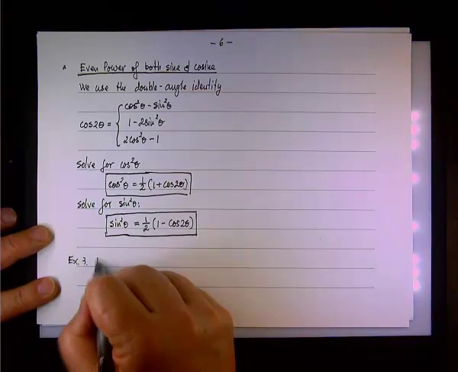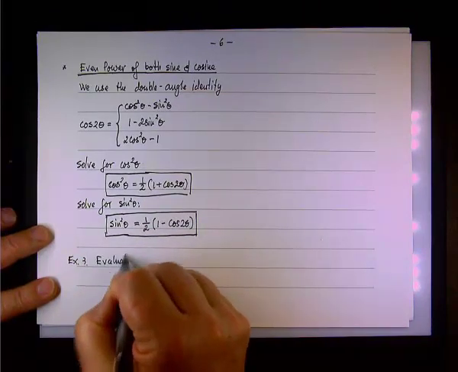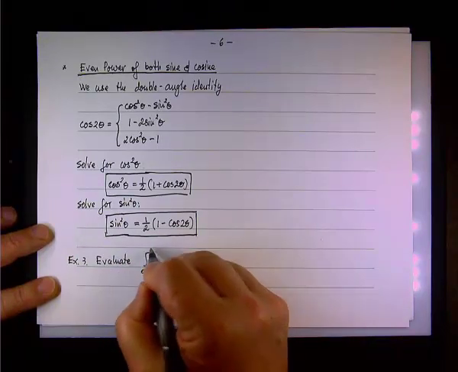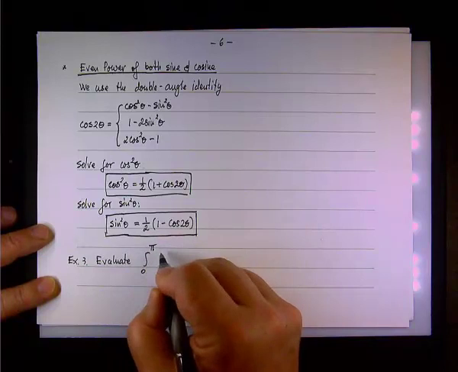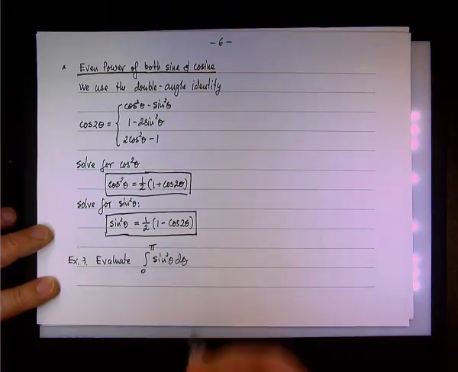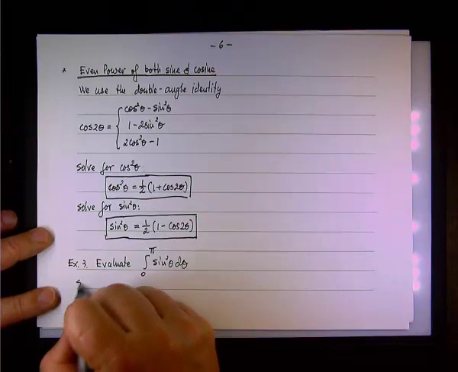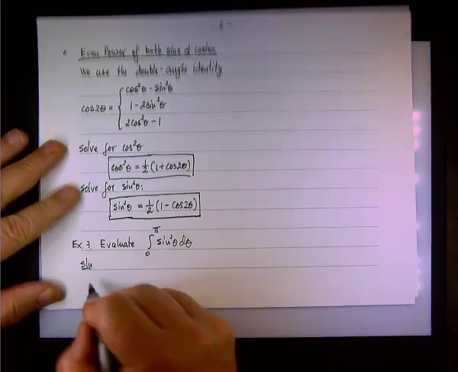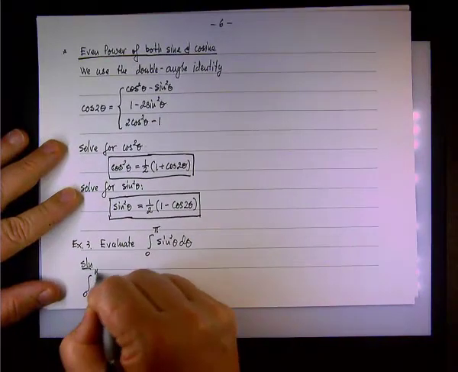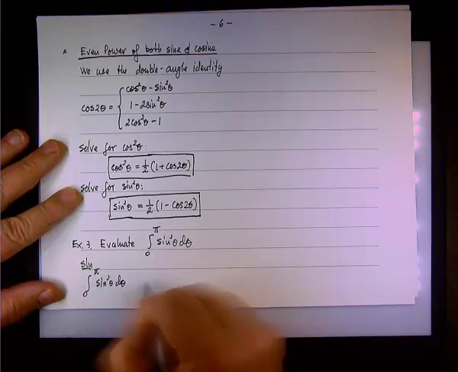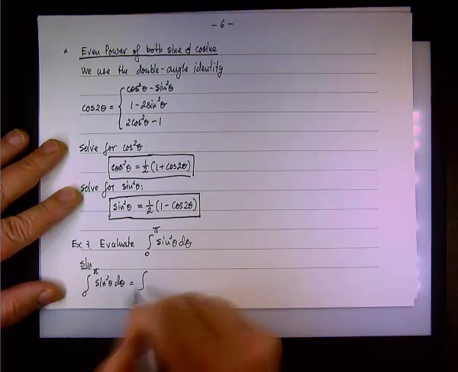I think it's example 3. Let's evaluate, we'll go 0 to pi. This time we'll do a definite integral: the integral from 0 to pi of sine squared theta d theta. And this will indeed be a quick one, because we're going to solve for sine squared.